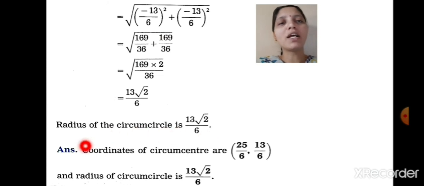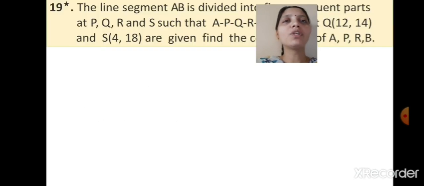So your final answer is the coordinates of circumcenter are 25 upon 6 and 13 upon 6, and the radius of the circumcircle is 13 root 2 upon 6. Okay. Now let's move on to the next question.